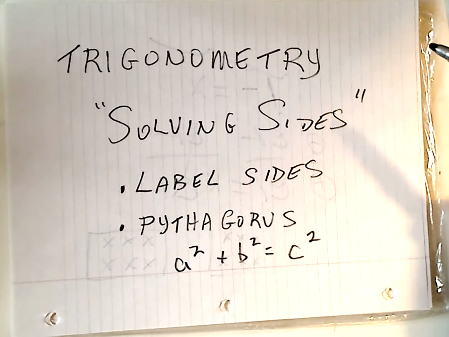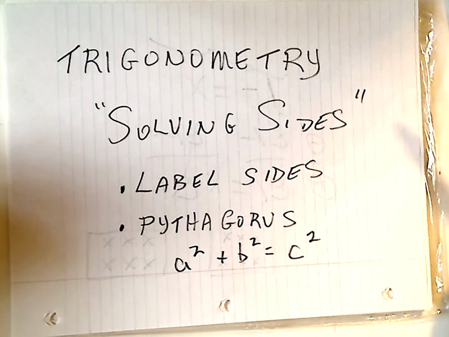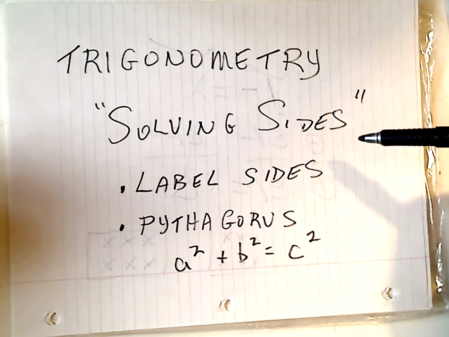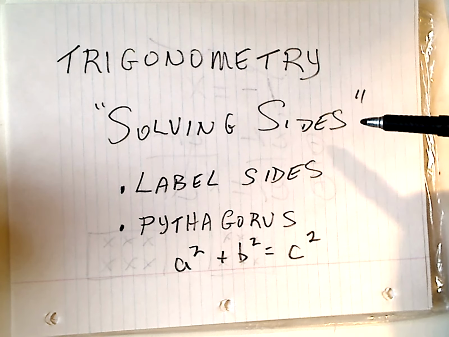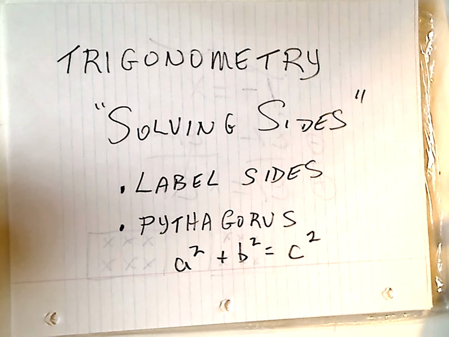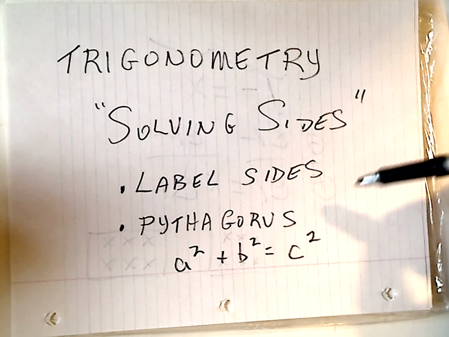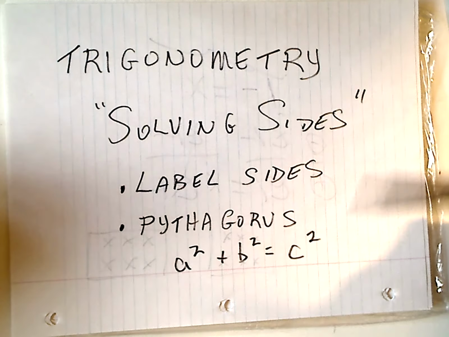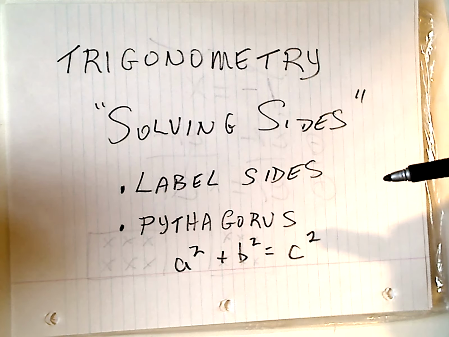Welcome to Trigonometry. With this session today, we're going to be looking at how to use trigonometry to find the missing sides of a triangle. In order to do so, I'm hoping you've seen the video about how to label sides already, so that I can move quickly through that.